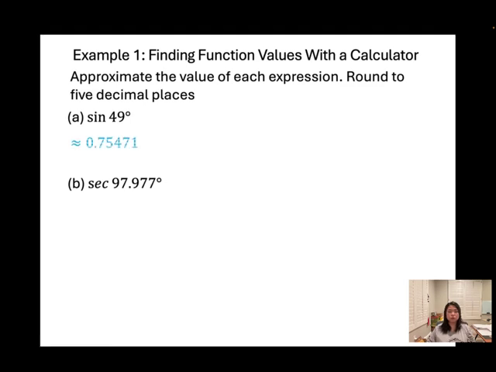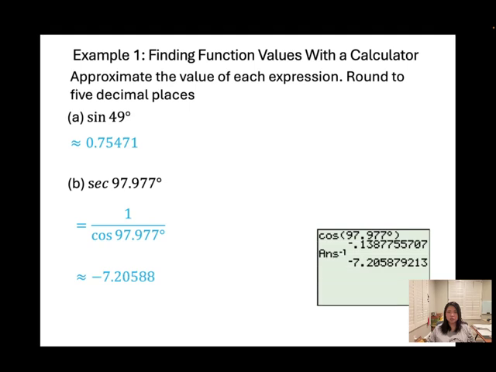Okay, check your work. You should get 0.75471. And then B, secant 97.977. You won't be able to find secant on your calculator, but remember that secant means 1 over cosine. Okay, use your calculator. You should get negative 7.20588.